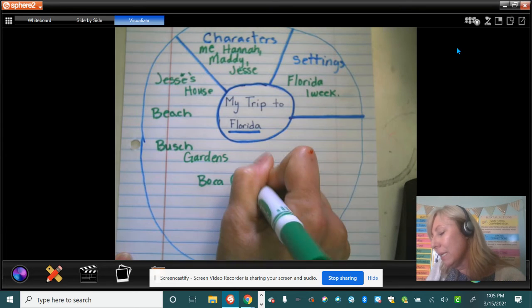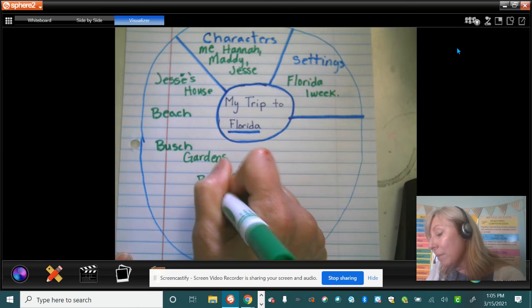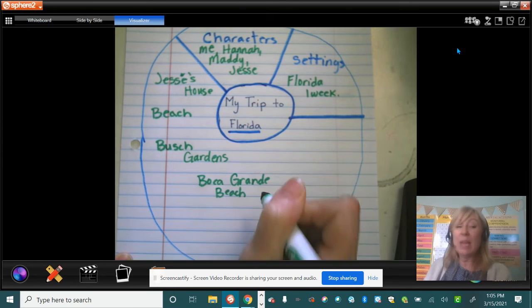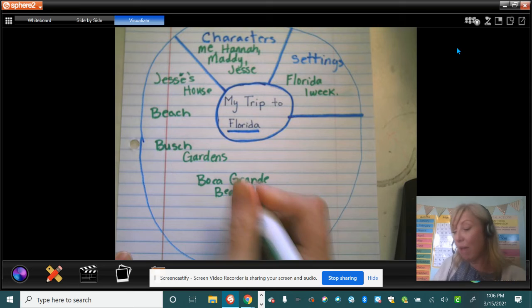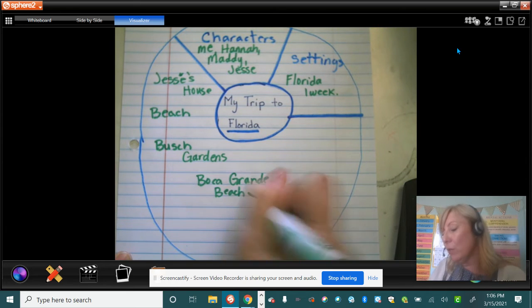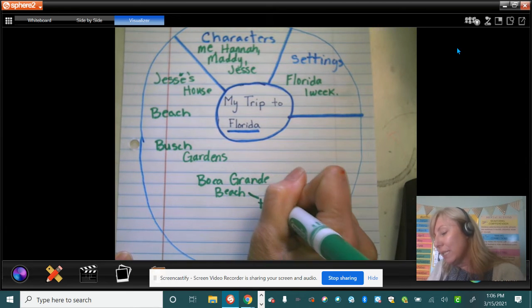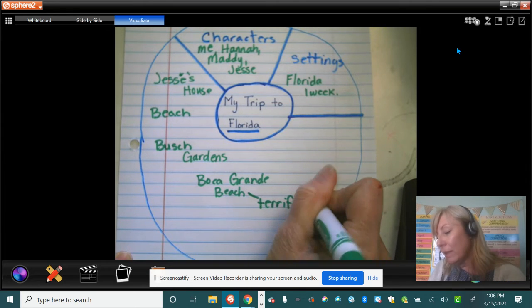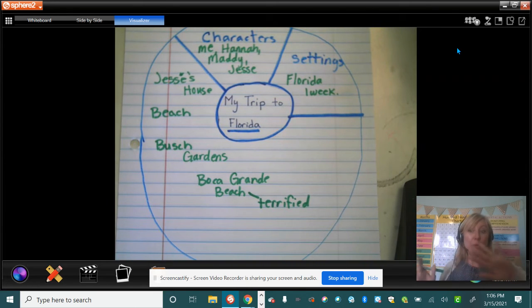And as I'm talking about that beach, a feeling came up. I was terrified. So I am going to just make a note here that I was terrified at Boca Grande Beach. So I remember when I'm writing my story that I really want to talk about why I was terrified at Boca Grande. I think that's all we did. I know we went one other place. I can't remember. It'll come to me later. So this is my brainstorm. It's okay if I can add it in later.